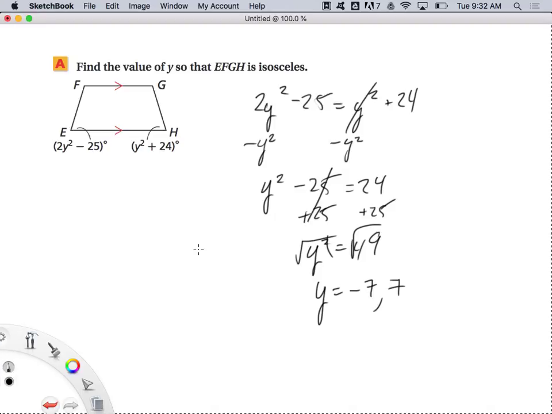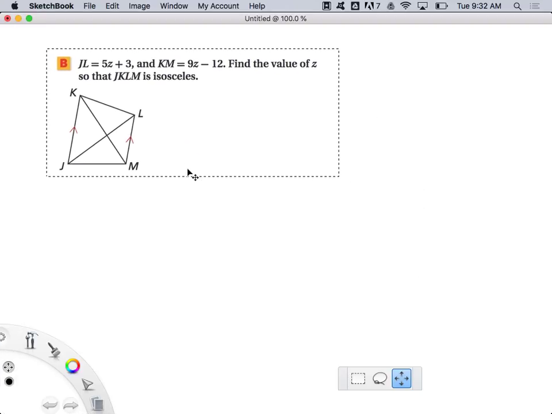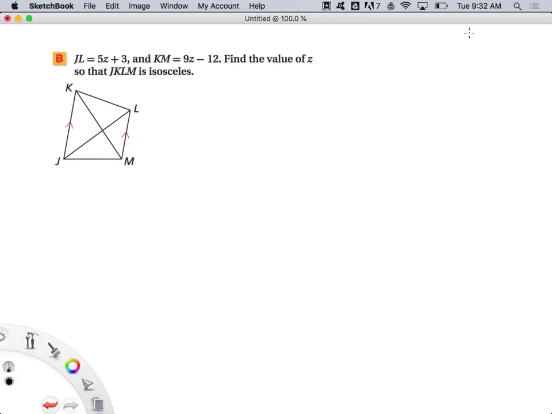All right, next one. JL equals 5z plus 3, so that's this one. KM equals 9z minus 12. Those are my initials. What do I do? What do I know about diagonals of a trapezoid? Congruent. They're congruent, so I set them equal.